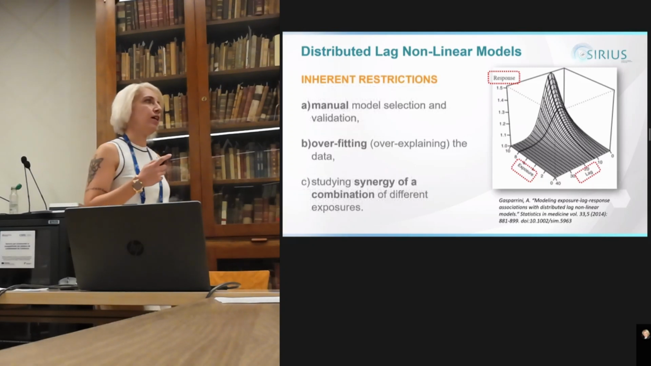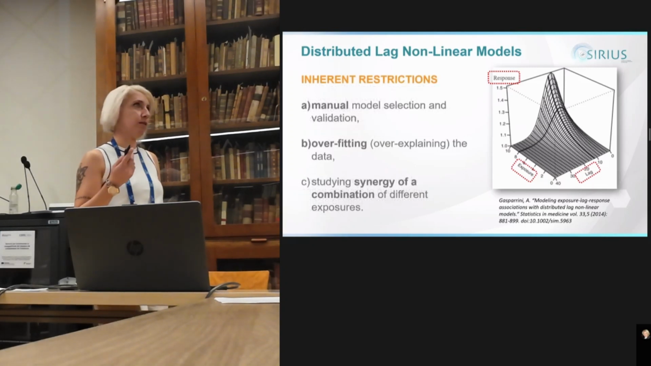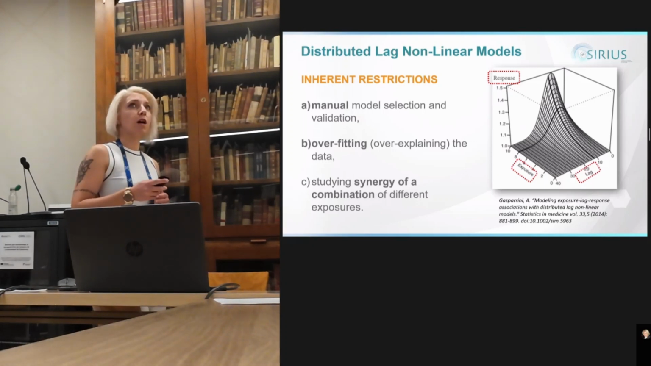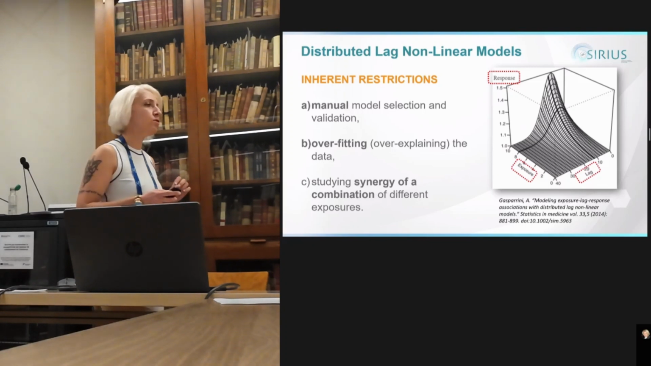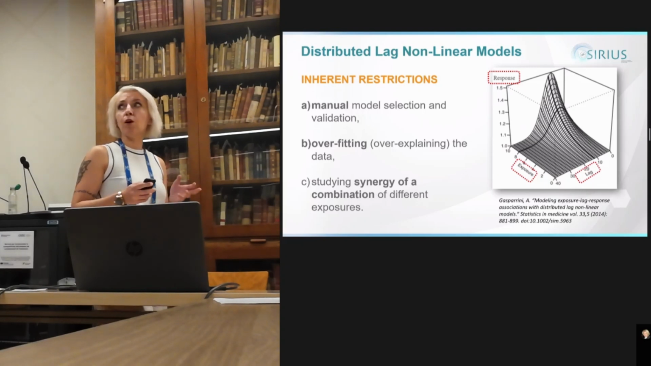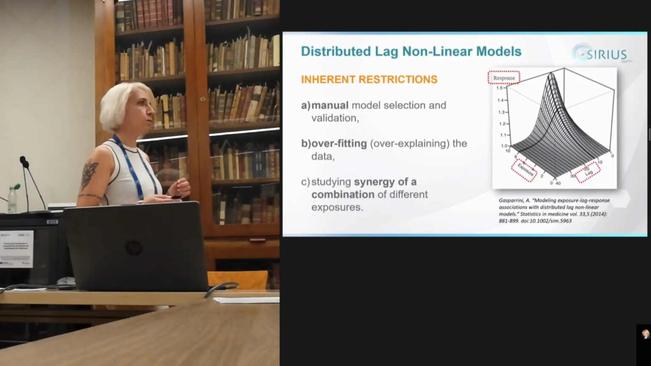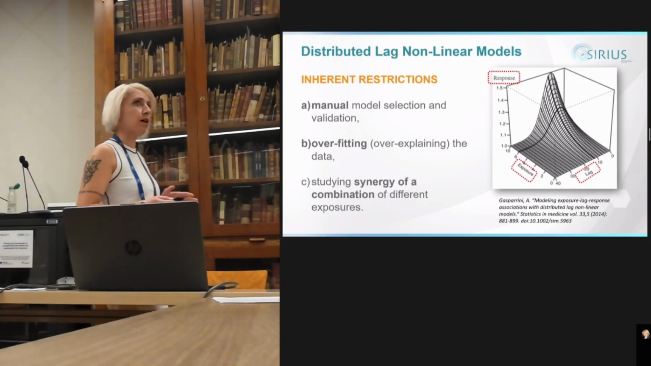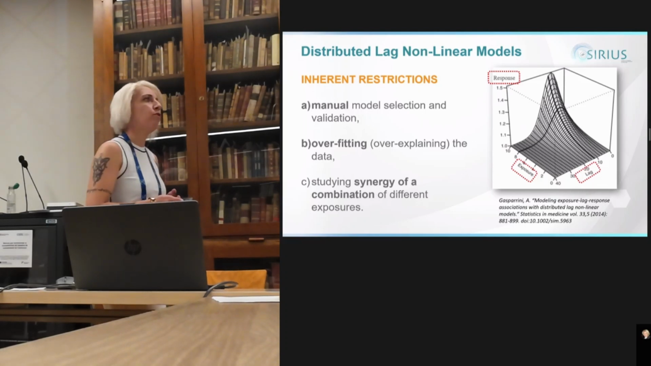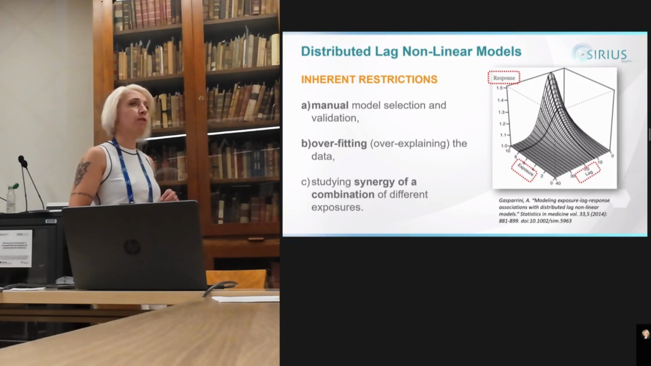However, in our case, when we began about 2 years ago studying the synergistic impact of various environmental factors on health, we discovered that DLNMs have some inherent restrictions that challenged our case. You may know that in DLNMs you have to manually select the model and then validate it using the many criteria we have in hand. DLNMs are also very prone to overfitting, to over-explaining data and extending the relations to the outliers.